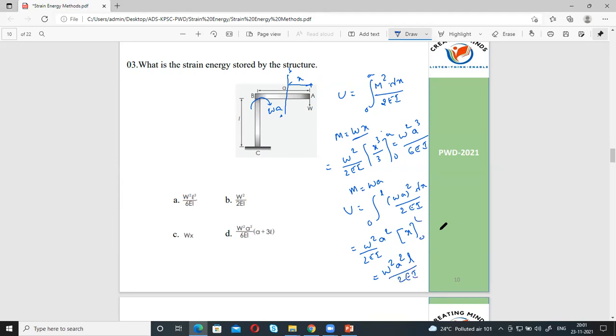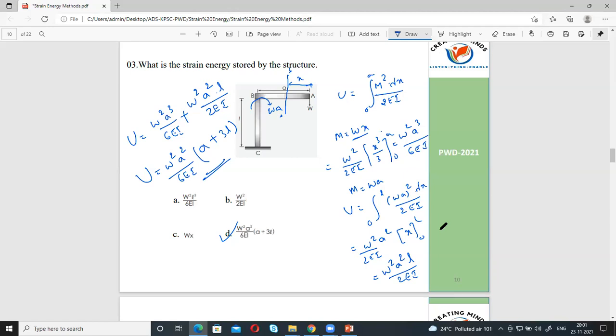Now add these two things. Total strain energy is this plus this. First one is W square A cube divided by 6EI plus W square A square L by 2EI. Now do the rearrangement, take the common factor. You take W square A square outside by 6EI. Finally, what are you getting here? WA remaining plus, here you have taken 6 outside, therefore 3, remaining is 3L. Any doubts? This is the U.